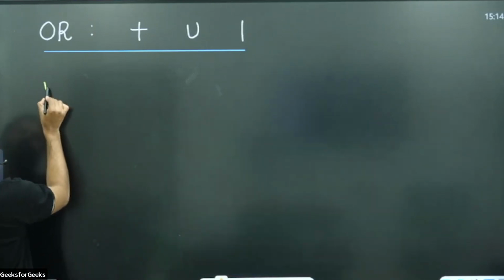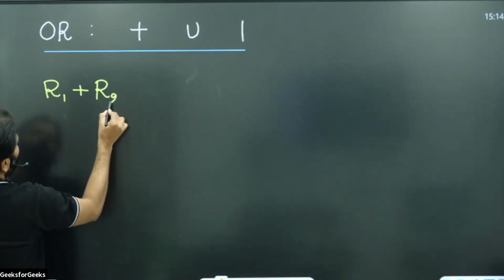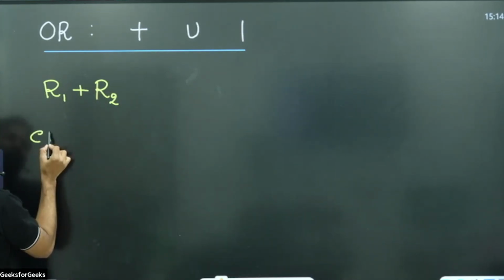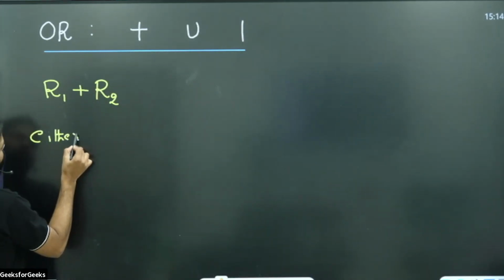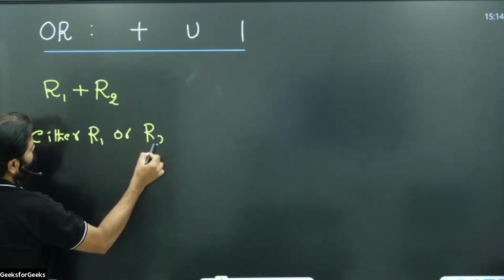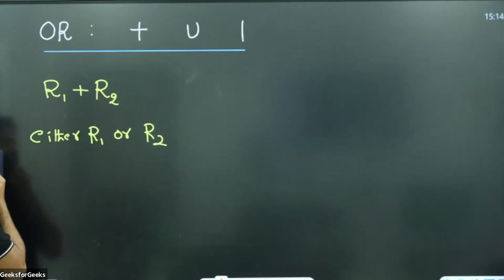So now I'm just writing R1 plus R2. How do you speak R1 plus R2? Either R1 or R2. Simply R1 or R2. You can speak like that.